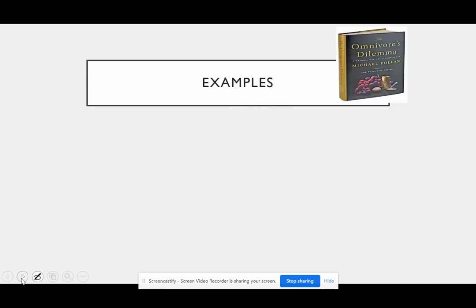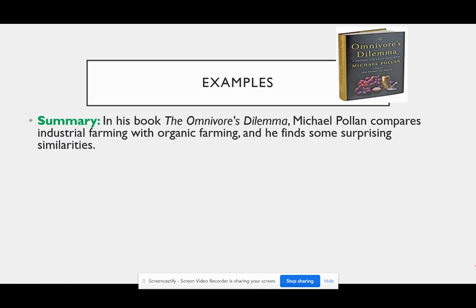Right? So I read a book. I read a lot of books. I'm a big nonfiction reader. I like to read nonfiction. And a book that I recently read that's, of course, about food, because you know me and my obsession with food. It's called The Omnivore's Dilemma by Michael Pollan. And this is my summary of the book. So I take the entire book and I just sum it up for you in one sentence.